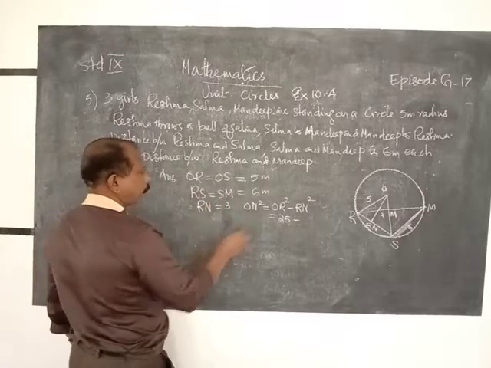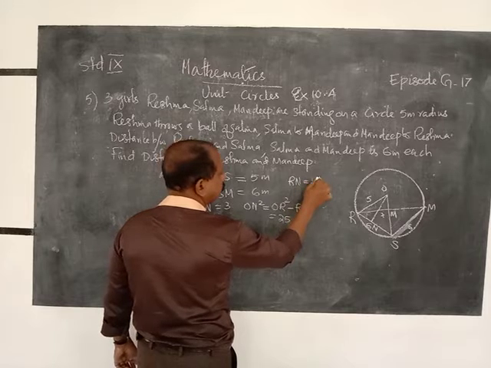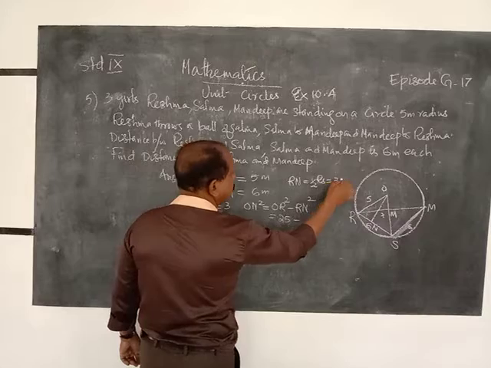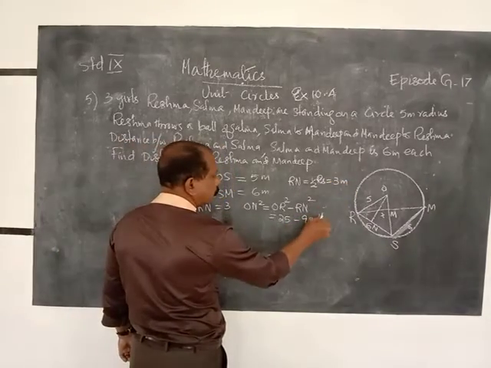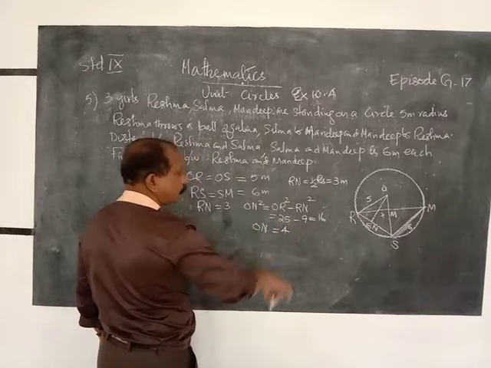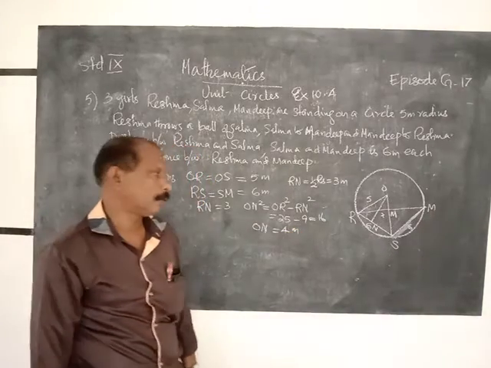RN is equal to half of RS, is equal to 3 meters. That is 25 minus 9 is equal to 16. Therefore, ON is equal to root 16. That is 4 meters. Root 16 is 4.